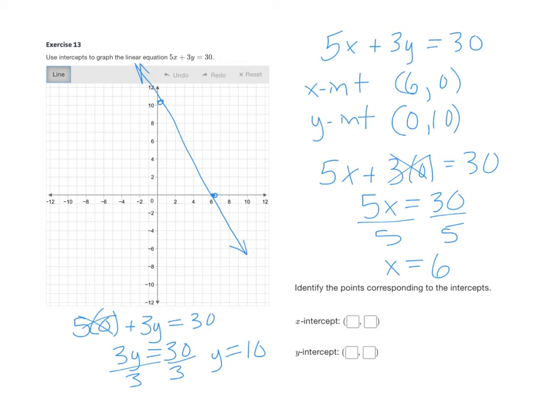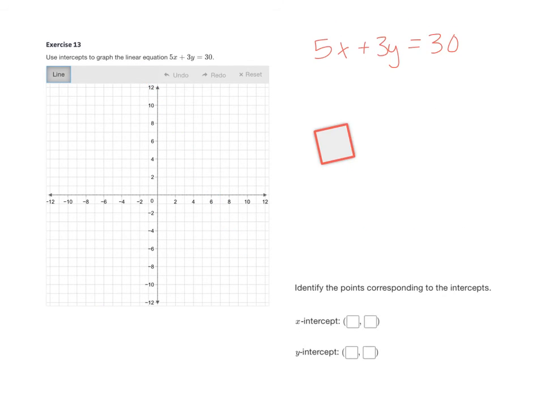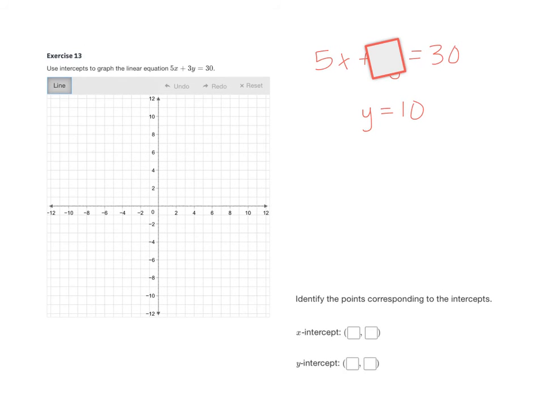Let me just erase quick, and then I'll show you the cover-up method for this one. So if we're going to do the cover-up method, if I cover that up there, I've got 3 times something equals 30. Well, that's got to be 10. And then if I cover up this part, 5 times something is 30. That's got to be x equals 6. So then you would just graph it the same way. X-intercept is 6. Y-intercept is positive 10. Draw a line. And that would be your graph.